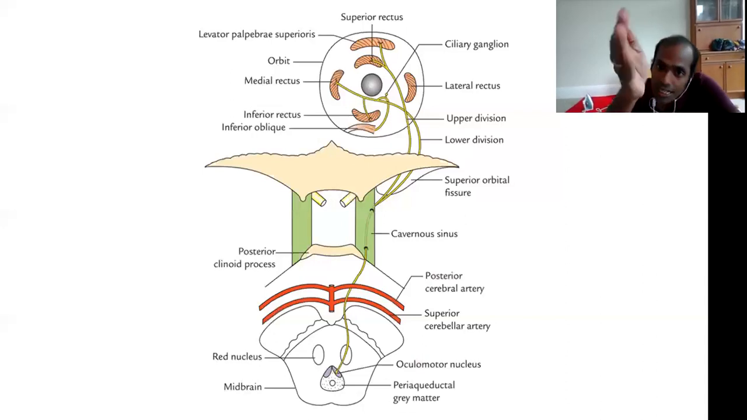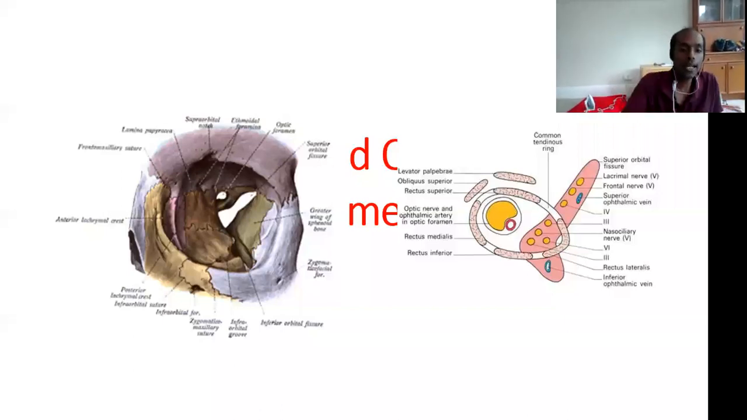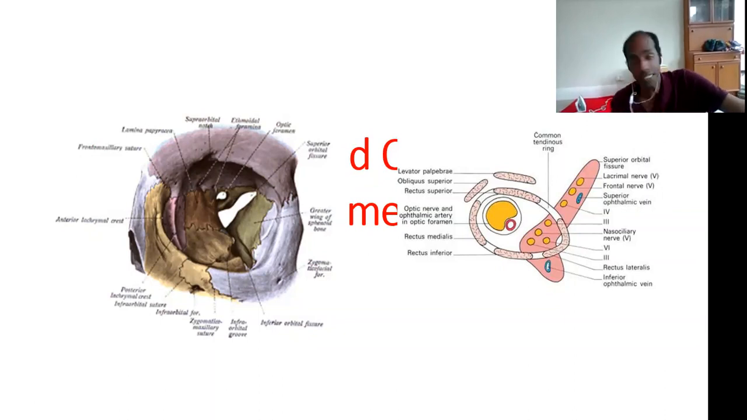The oculomotor nerve then travels into the superior orbital fissure. You remember the superior orbital fissure is here. In the superior orbital fissure, what are the cranial nerves? 3, 4, 6, and the first, that is the ophthalmic division of the trigeminal nerve. Maxillary division has gone out. So if you have a superior orbital fissure lesion, it is going to be exactly the same as a cavernous sinus lesion. The only difference is the sensory loss is only in the ophthalmic division.